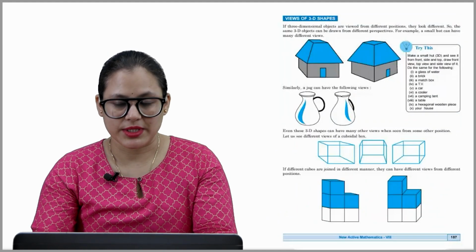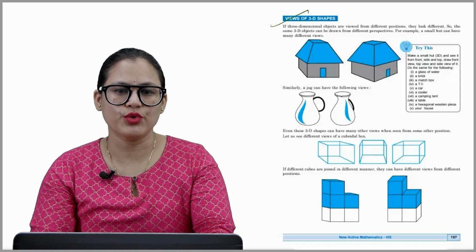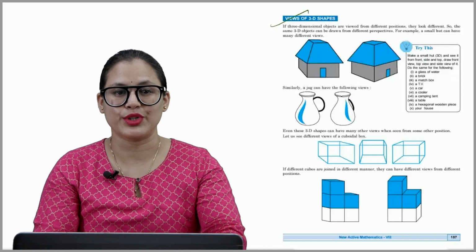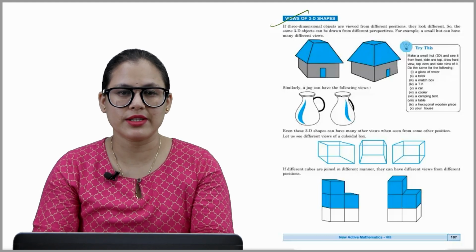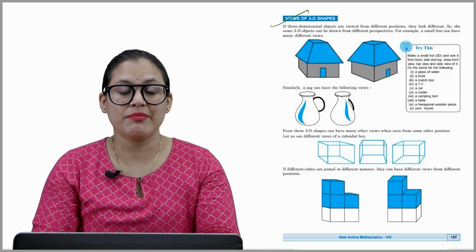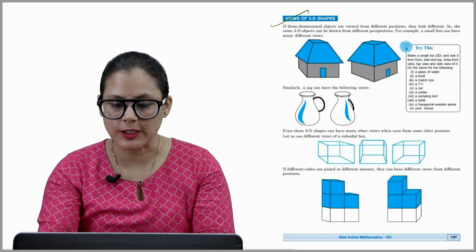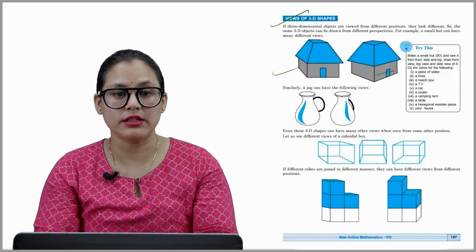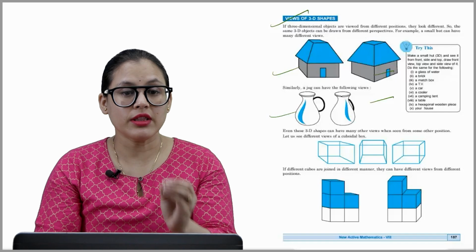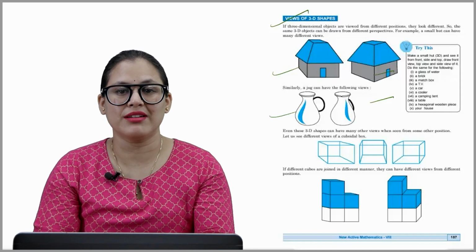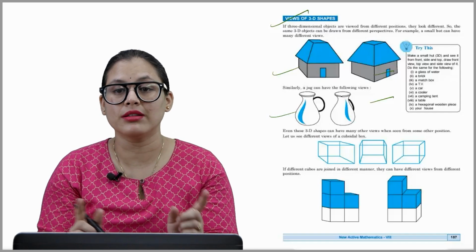Views of 3D shapes. If three-dimensional objects are viewed from different positions, they look different. So the same 3D objects can be drawn from different perspectives. For example, a small heart can have many different views. See this? Similarly, a jug can have the following views, right? Even these 3D shapes can have many other views when seen from some other position.